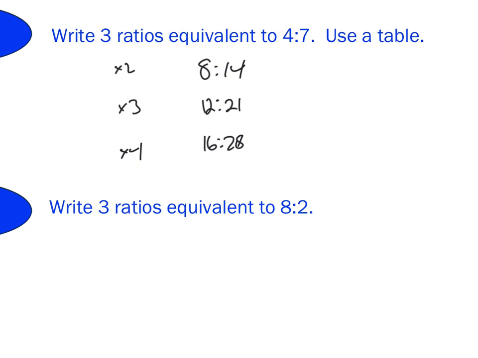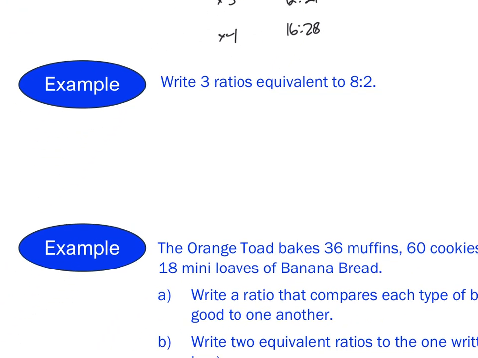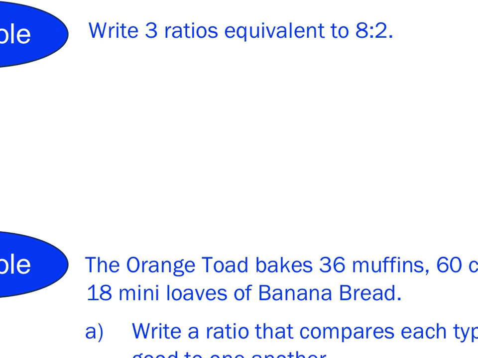Next question. Write 3 ratios equivalent to 8 to 2. So Bentley, you came up with 50, so let's go ahead with that. Multiply these both by 50. What do we get? What's 2 times 50? 100. Good. What's 8 times 50? Parker? 400. Good, there's 1. All right, so we did that by multiplying by 50.